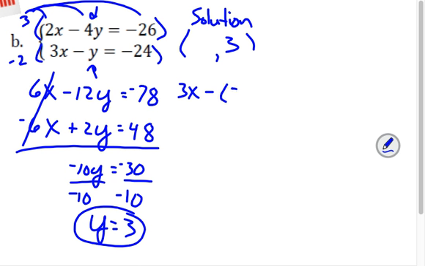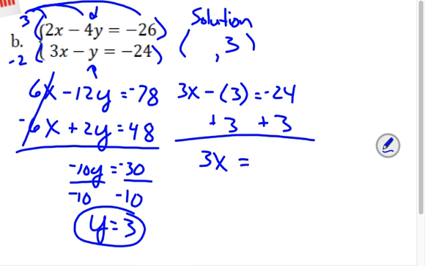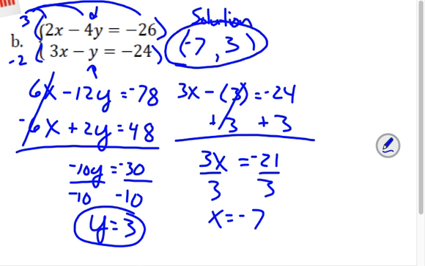3x minus the 3 for the y equals negative 24. I'm going to add 3 to both sides. I'm going to get 3x when I do that equals, these cancel out, negative 21. Dividing both sides by 3, x equals negative 7. There you go.